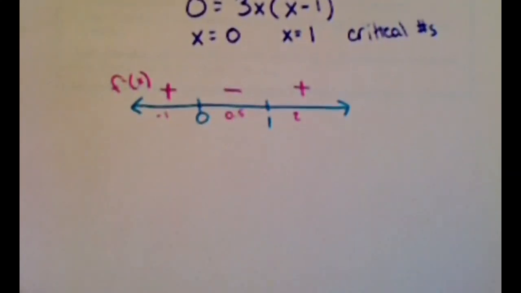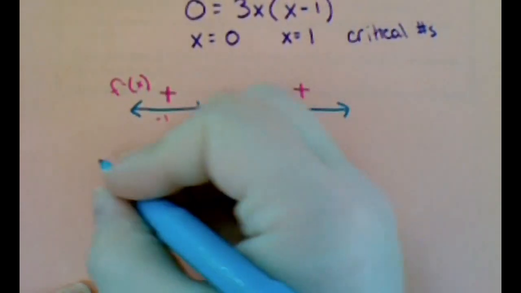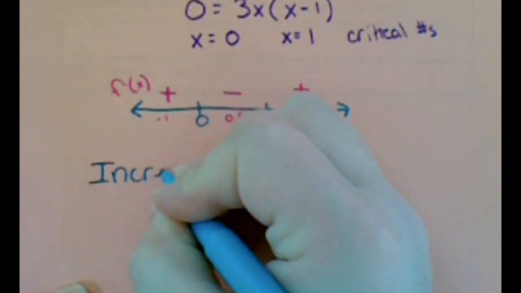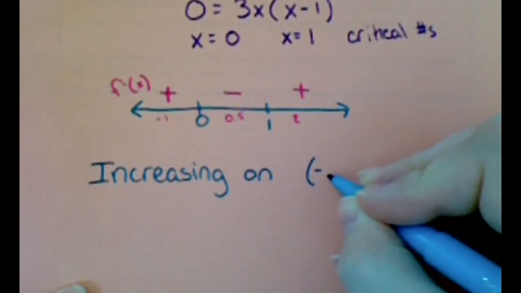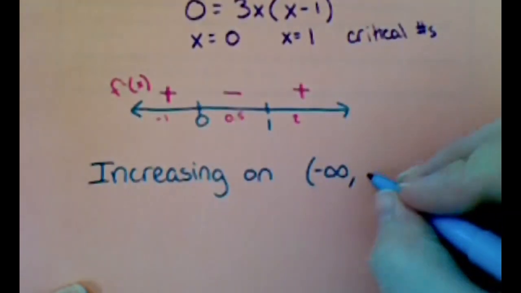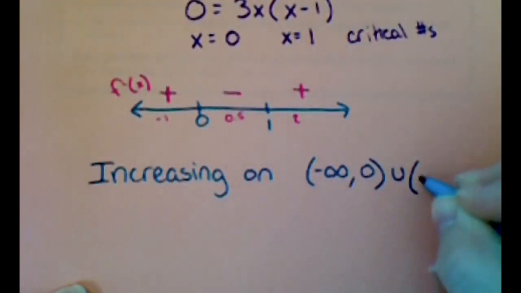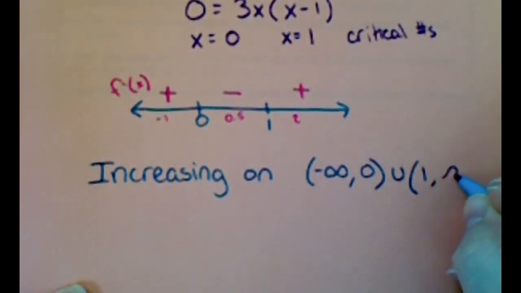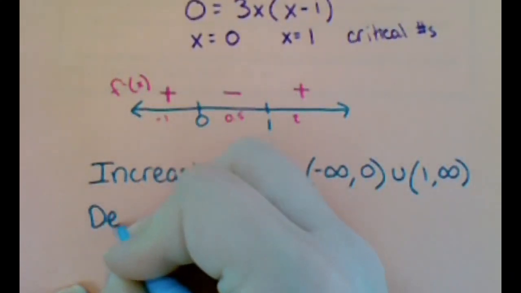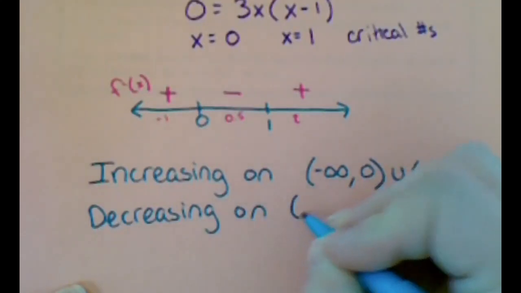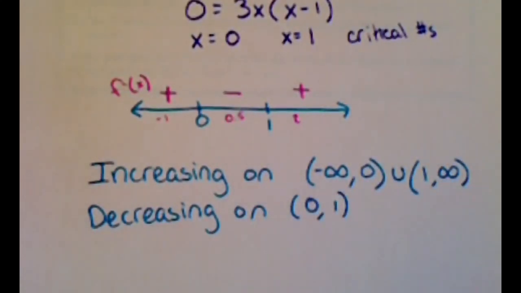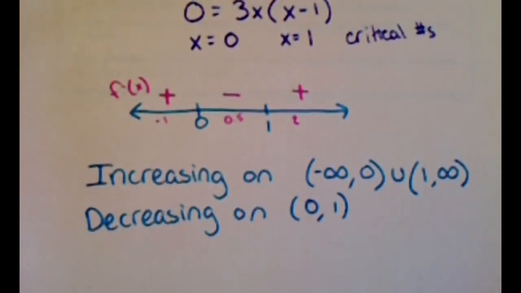So that means anywhere the derivative is positive, it's increasing, and negative is decreasing. So my function is increasing on the interval -∞ to 0, and also 1 to positive infinity. And my function is decreasing when the derivative was negative, which is 0 to 1. And that's all we have to do.